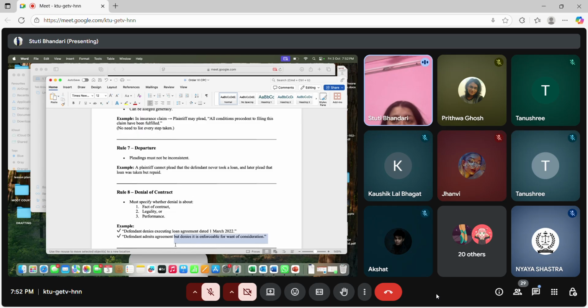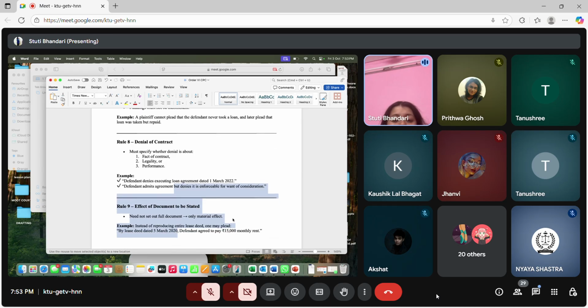Now coming to rule 9, which talks about effect of document to be stated. So now again, you do not have to write the entire effect. For example, if I am executing a lease deed, then I do not have to write the entire effect of the document, only the material effect. I do not have to write what the lease deed was, what the condition was, what was the consideration which was paid.